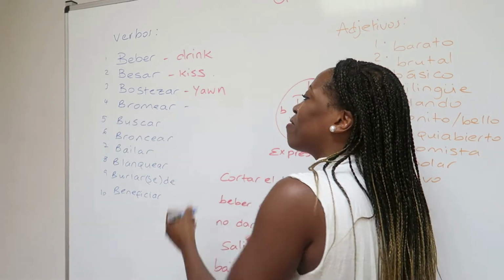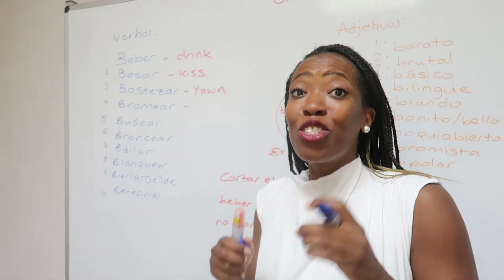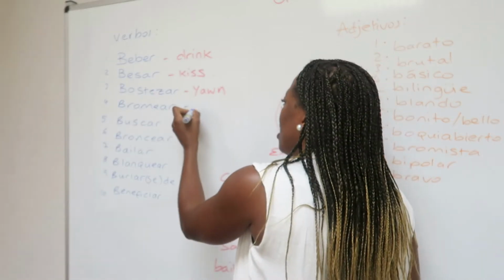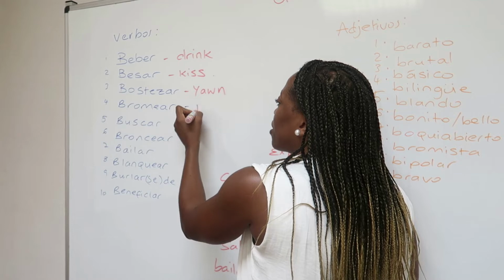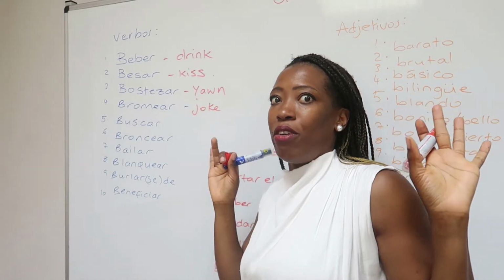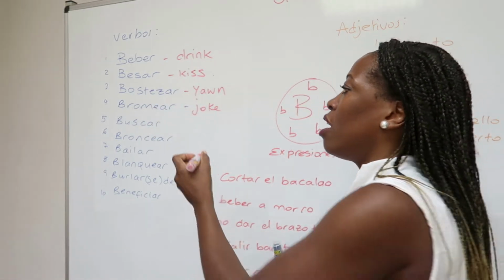Right. Bromear. Estoy bromeando. Ahora mismo estoy bromeando. To joke. No estoy bromeando contigo. Or bromeo, I'm joking. So you conjugate as normal.